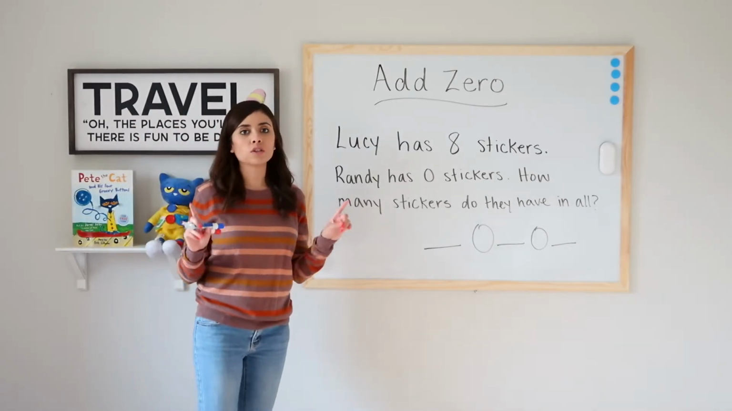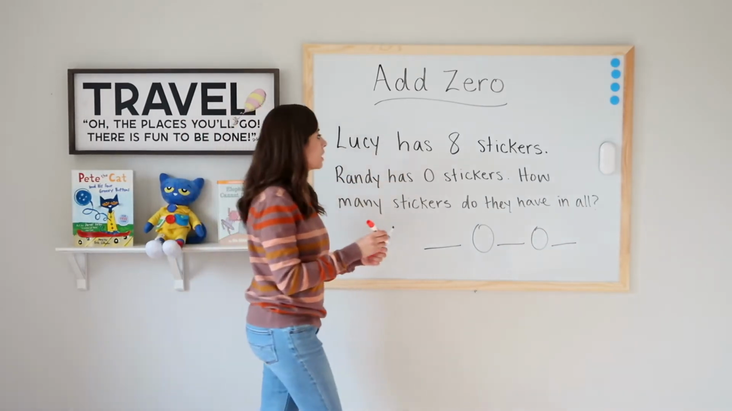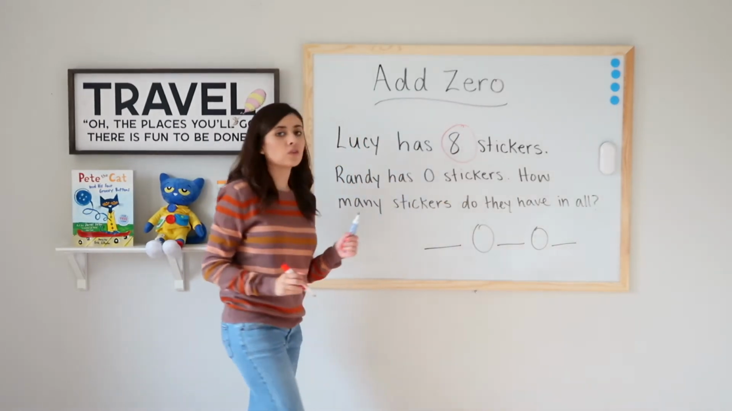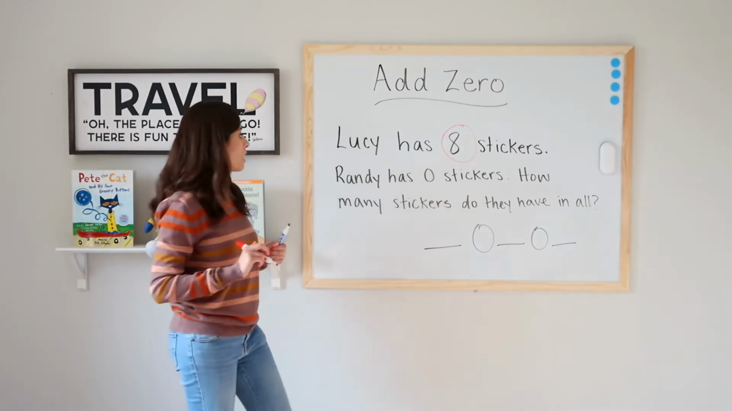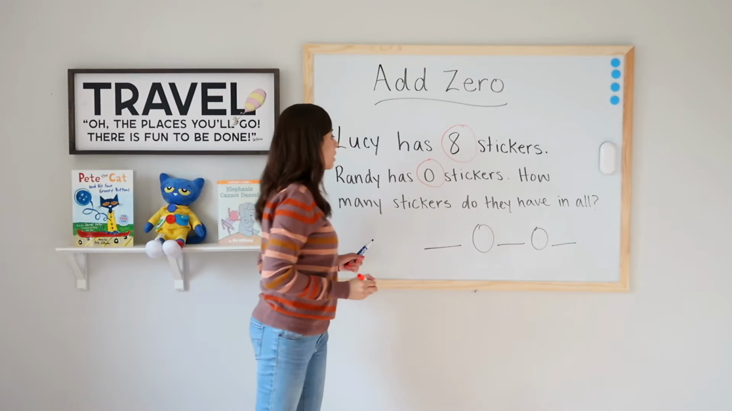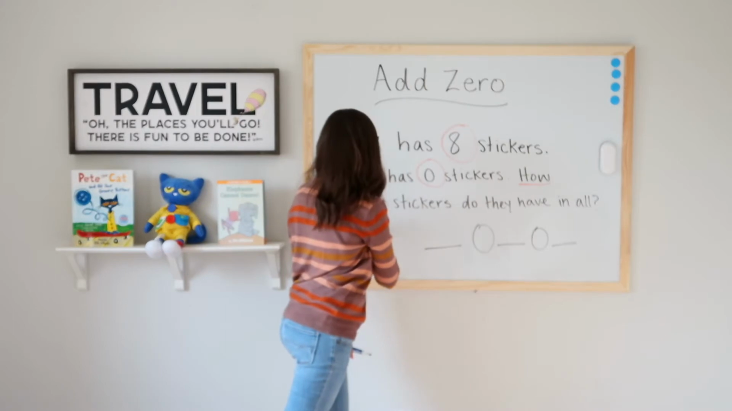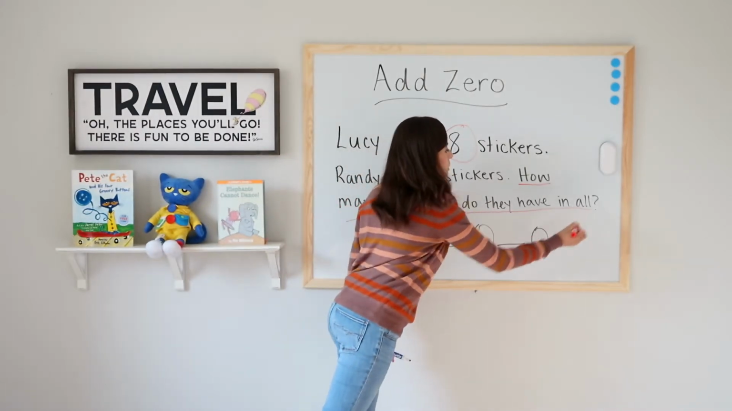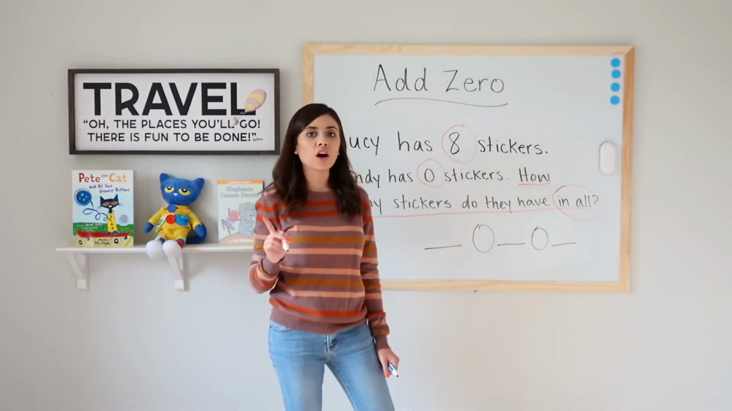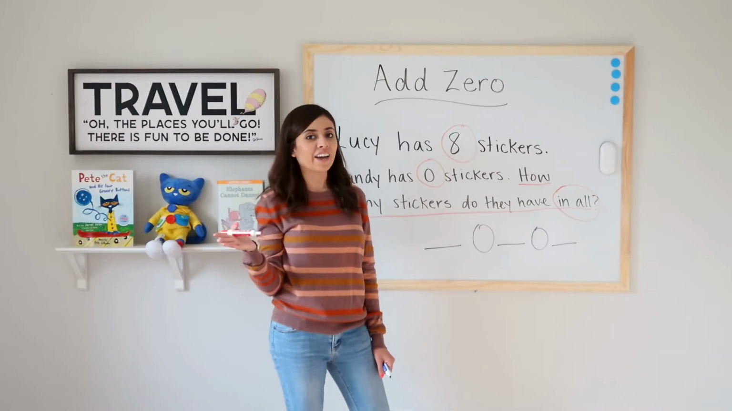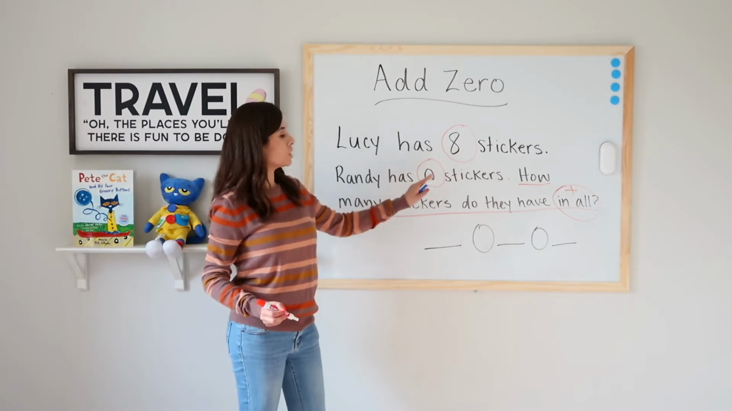Okay, so first I want to go back and see what I know. I know that Lucy has how many stickers? 8. Good. So I'm going to circle 8. Randy has 0 stickers. How many stickers? 0. Good. How many stickers do they have in all? Remember, I like to underline my question because it helps me to better focus on it. And I know from my past videos that in all means to add. Very good. So, 8 and 0 are our two parts.